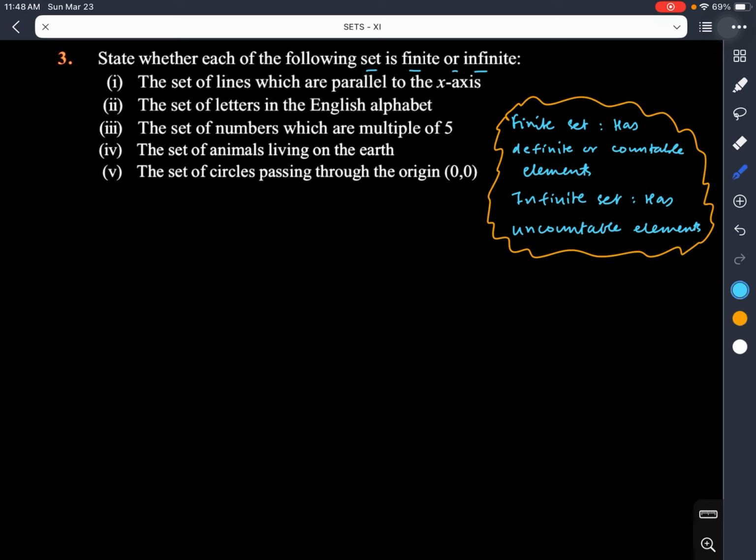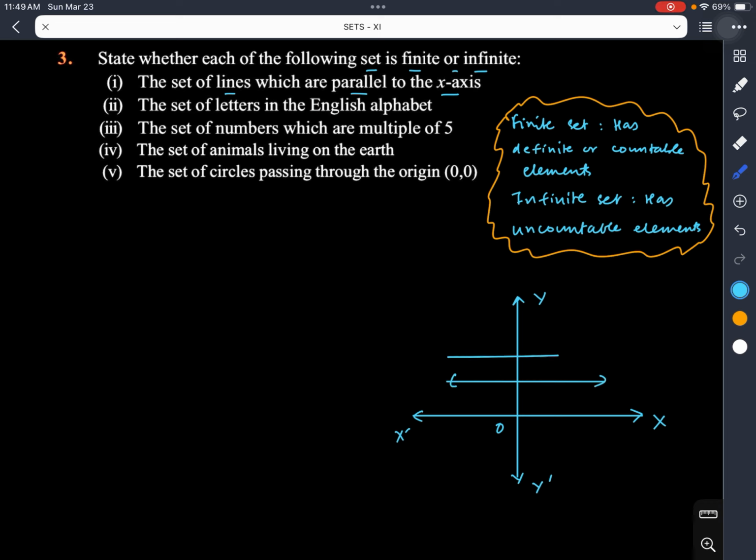Part first is the set of lines which are parallel to the x-axis. Take for example, this is the x-axis and this is the y-axis. Here you can see that we can draw an infinite number of parallel lines to the x-axis. So this set is an infinite set.